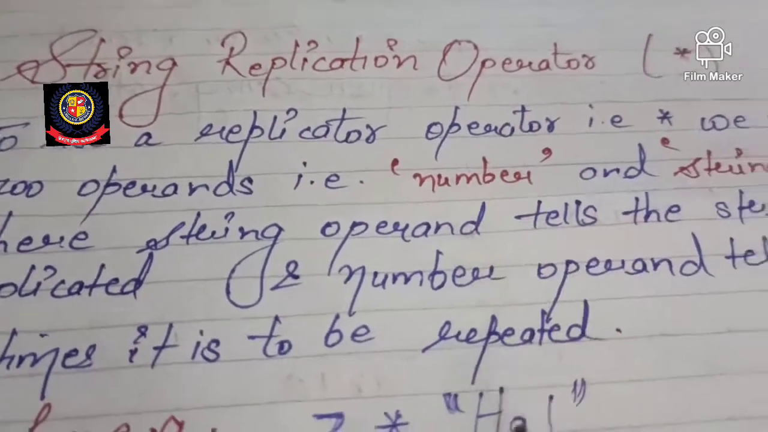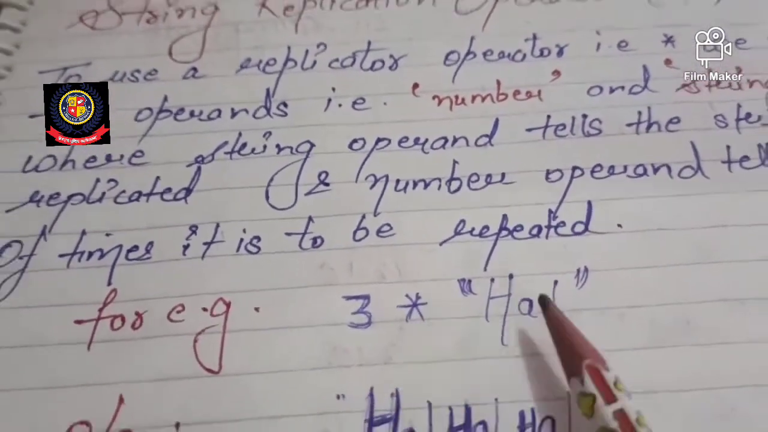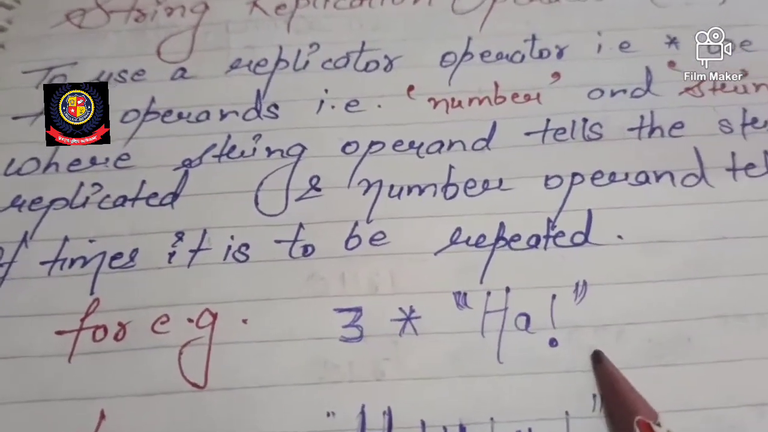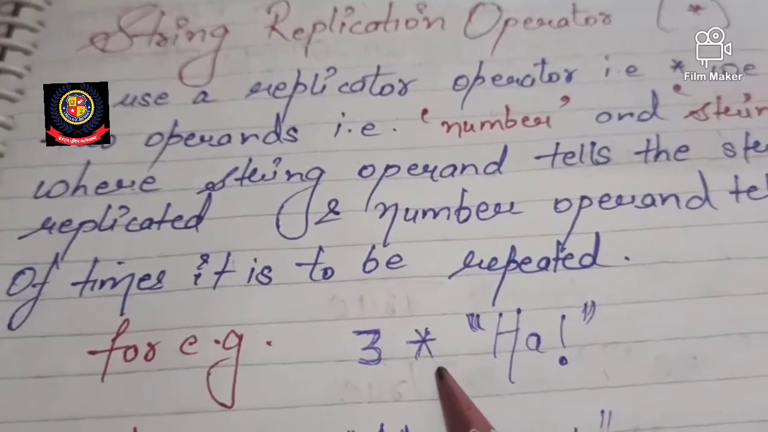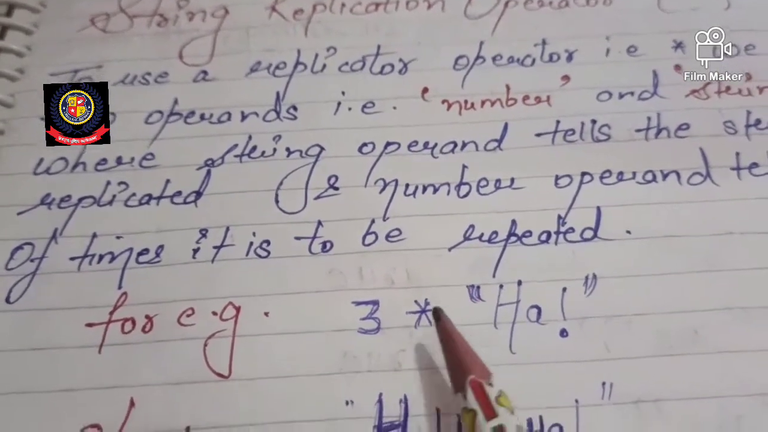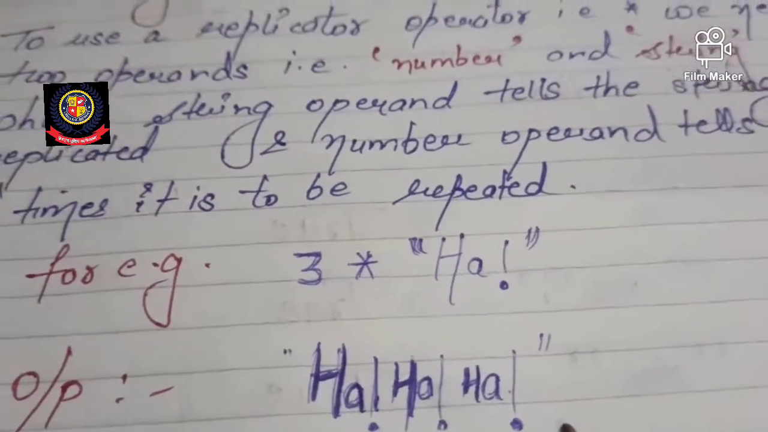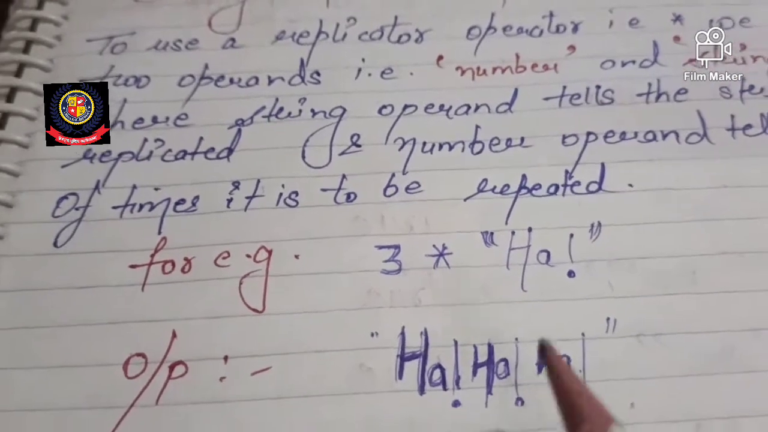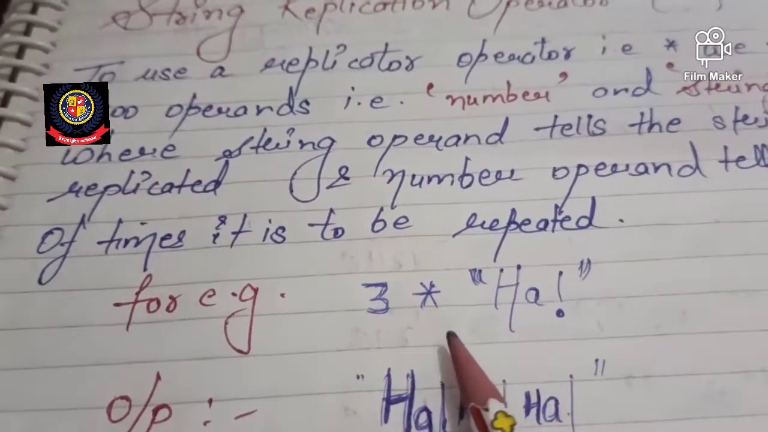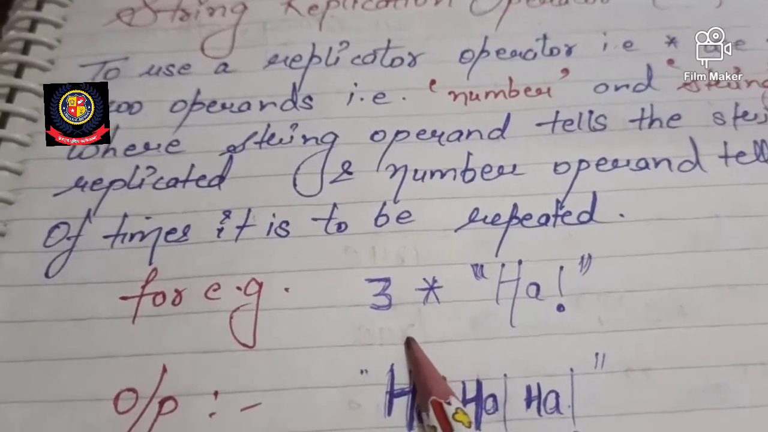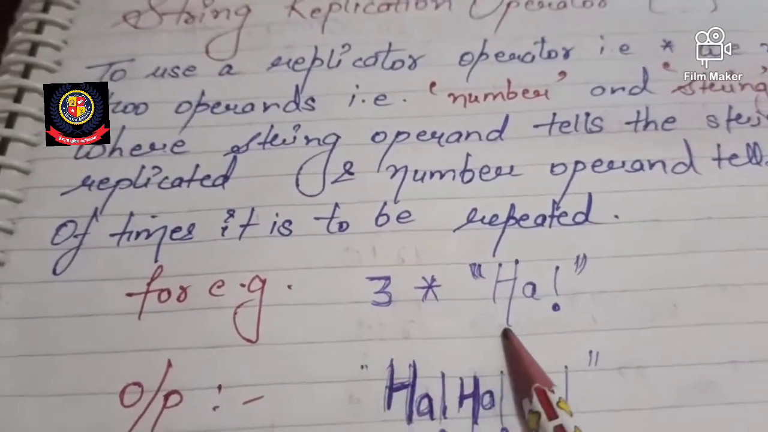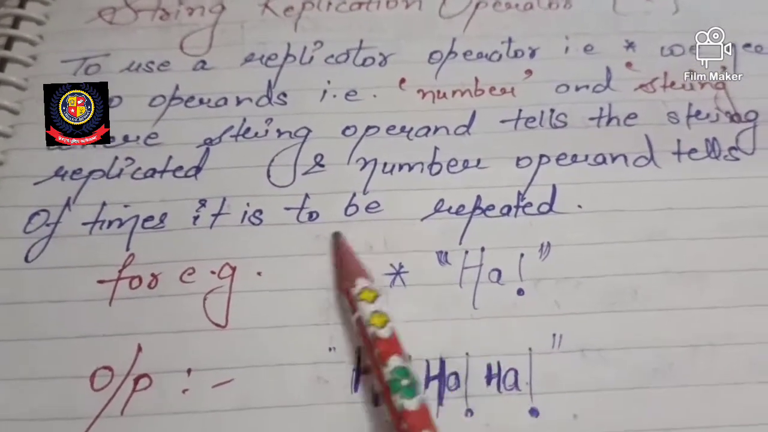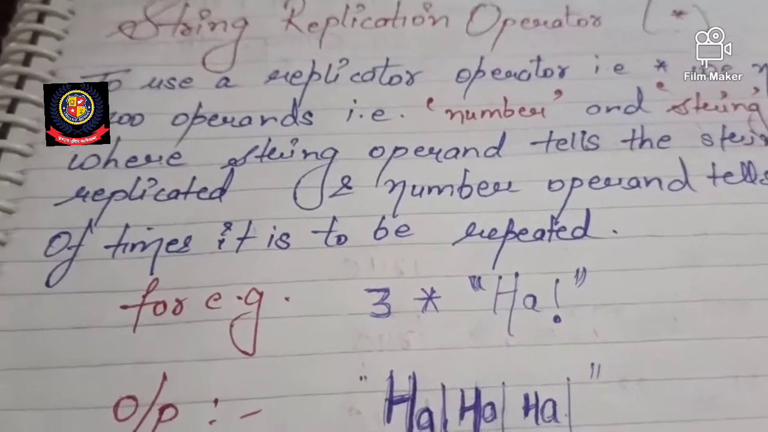That is the main role of the replication operator in strings. Just have an example: here I have written this number and this I have written HA. Although you all know this is the number and this is the string type, and this is the operator I have used, the replication operator. So what it does, basically, is display it 3 times this way. This is the role of the replication operator. You just need to remember that in the replication operator we need two operands, one is a string type operand and the second one is a number. The string operand tells the string to be replicated, and the number will tell the number of times it has to be repeated.